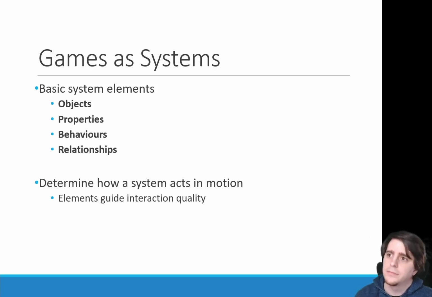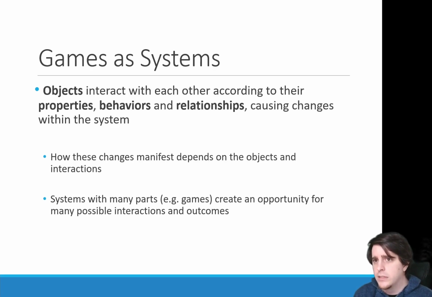interact. So at a very high level, we say systems are objects that interact with each other according to the properties of those objects, the behaviors of the objects, and the relationships to other objects. And all of these things will cause changes within the system either automatically or as they are acted on. Again, how those changes in the system manifest depends on the actions and interactions. Sorry, I was a slide ahead of myself.